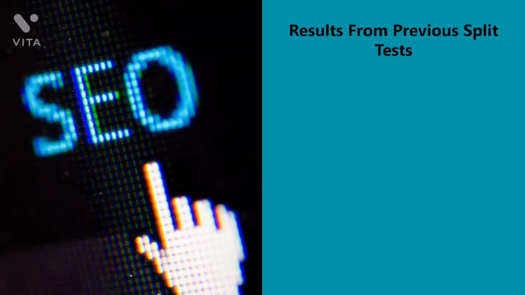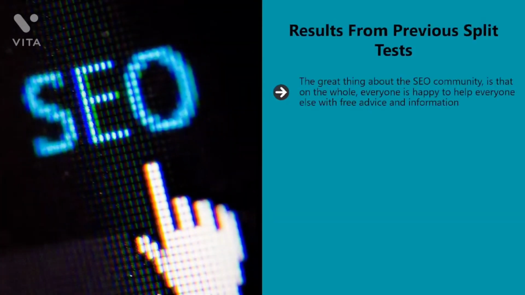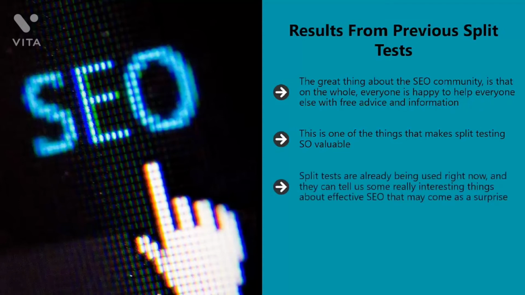Results from previous split tests. The great thing about the SEO community is that, on the whole, everyone is happy to help everyone else with free advice and information. This is one of the things that makes split testing so valuable. When a company takes the effort to run tests on hundreds of their pages, they can obtain some useful information that can be used by the entire internet marketing industry, until Google changes its algorithms. Split tests are already being used right now, and they can tell us some really interesting things about effective SEO that may come as a surprise.